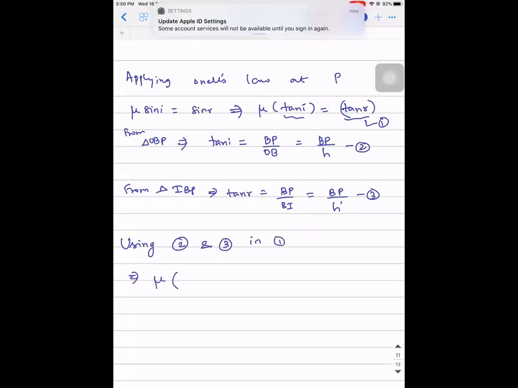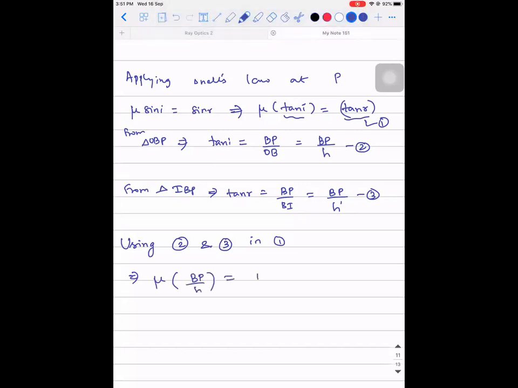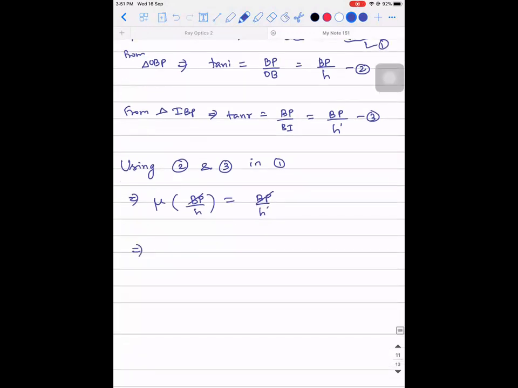Mu into tan i. In the place of tan i I can write it as BP by H, which is equal to tan r, that is BP divided by H dash. This and this will get cancelled. From this, we can conclude H dash is equal to H divided by mu. So this is a very, very important relation, and there are many problems asked on this.